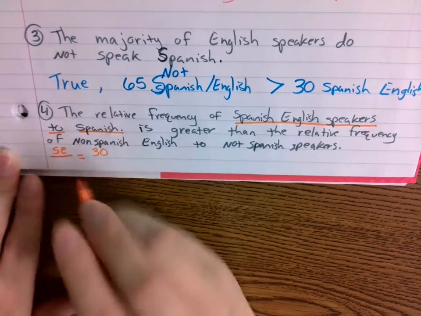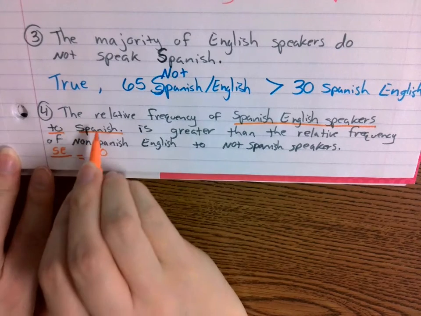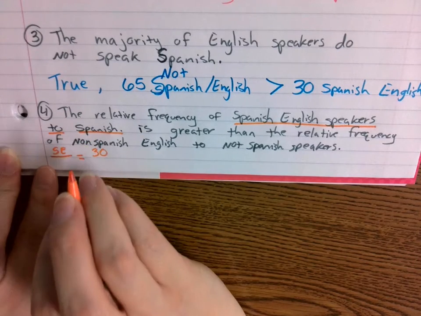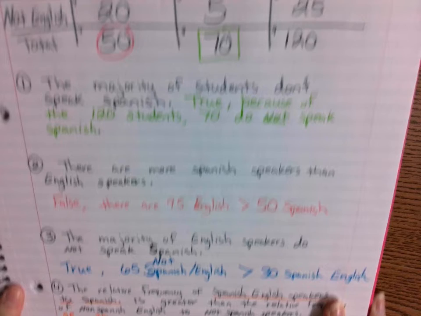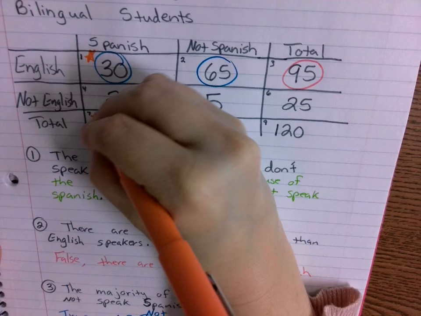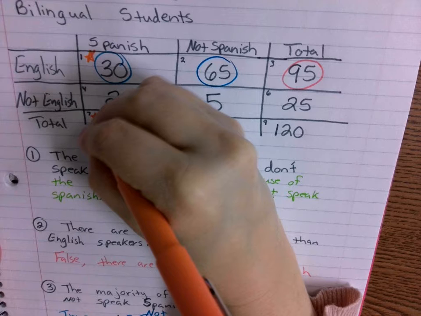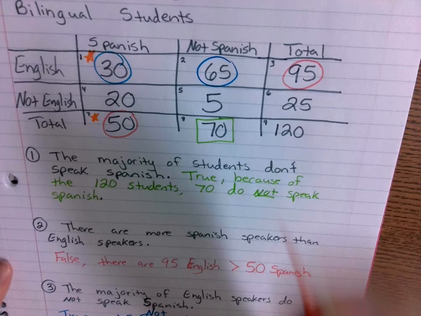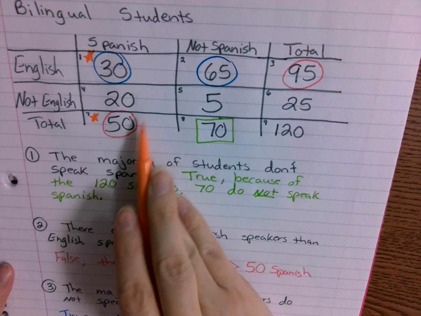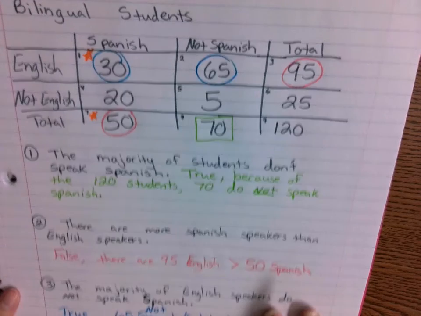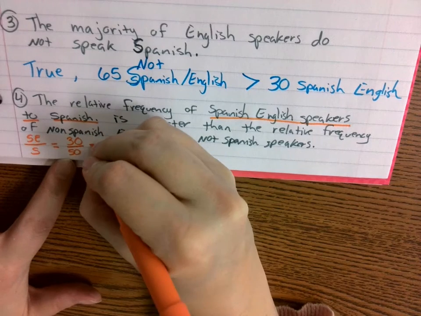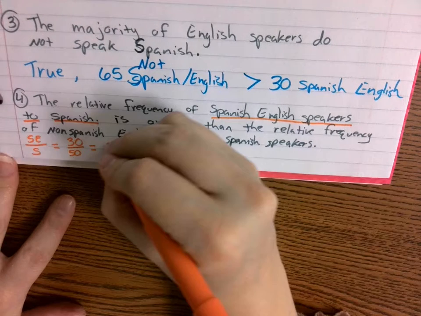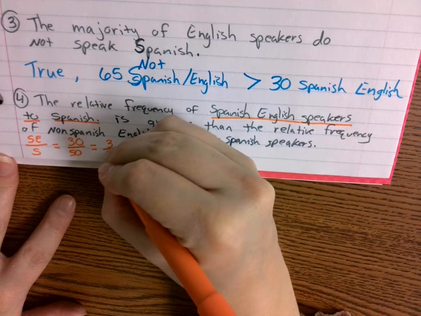Now we need to compare it to the Spanish numbers. How many total Spanish are there? 50. So we're making a relative frequency of Spanish English to all Spanish, okay? So it's going to be 30 out of 50. Now 30 out of 50 is the same thing as saying 3 out of 5, isn't it? So when you simplify it, you can write it as 3/5.